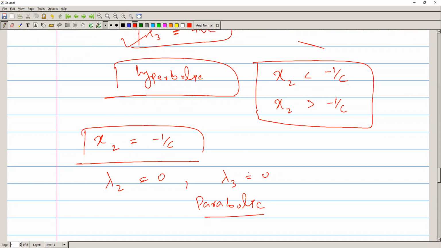Right, so this is all about the classification of partial differential equations having more than two independent variables. So we talked about 3 independent variables, and also we talked about 4 independent variables, and I hope you guys understand this topic well.